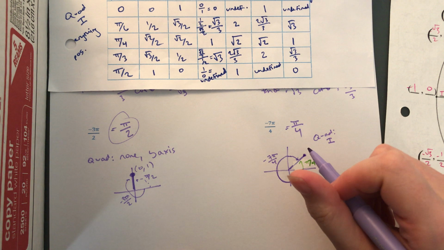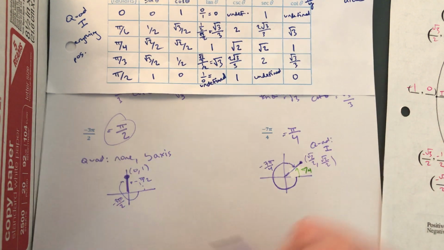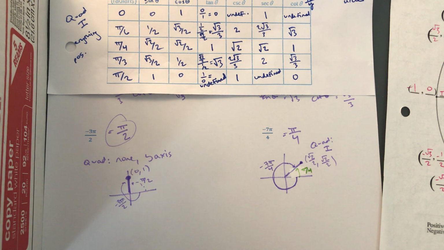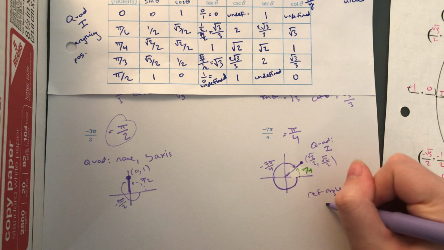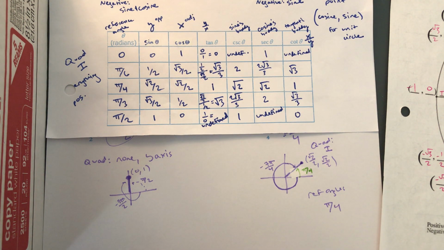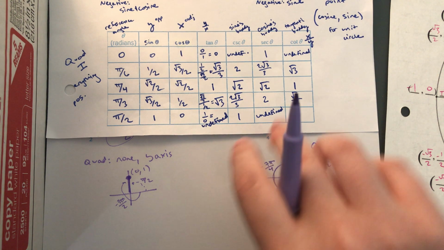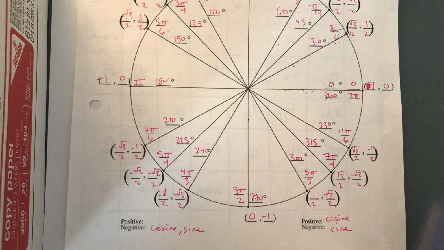The terminal point is root 2 over 2, root 2 over 2, both positive because it's quadrant 1. The reference angle, you can see it already, is pi over 4. And then you would use your pi over 4 values from your chart to do all the trig. Okay, so hopefully negatives are going okay. Literally, it's just all about using your unit circle and counting. So hopefully you're okay with counting.